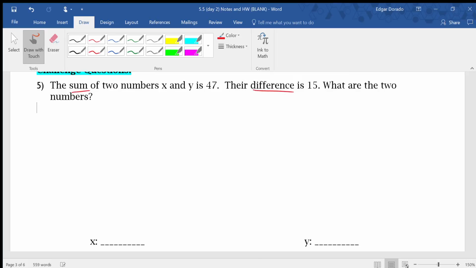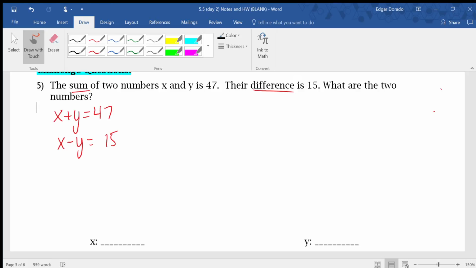Sum and difference. So sum is x plus y equals 47. Difference is x minus y equals 15. Whew, awesome. Okay, now I can write. For some reason, it wasn't working earlier, but now it's working. Okay, so I set up my 2 equations. Sum just means adding. Difference just means subtraction. So that's it. Those are my 2 equations. Simple as that. Don't overthink it.